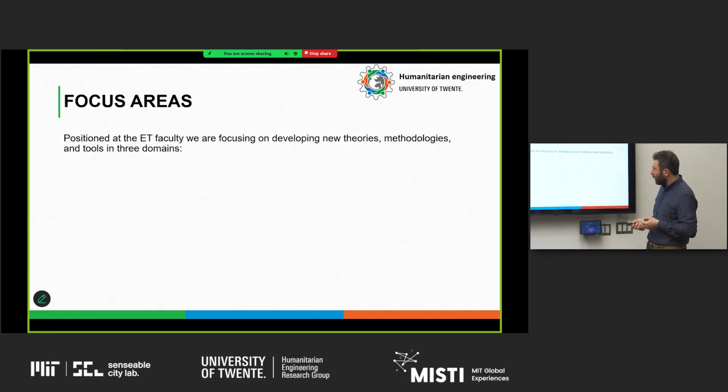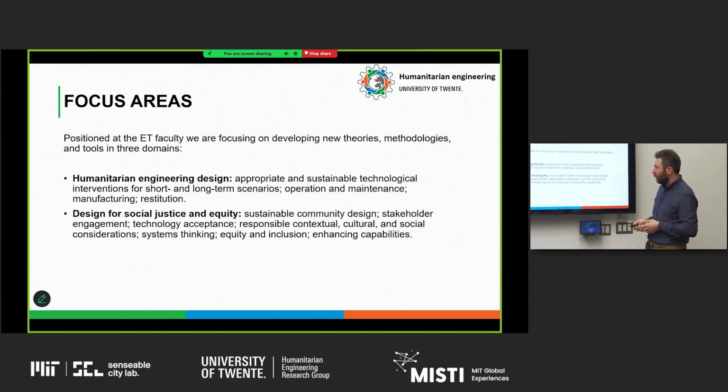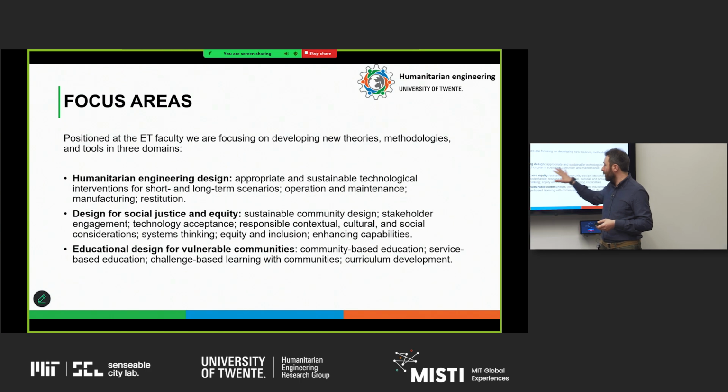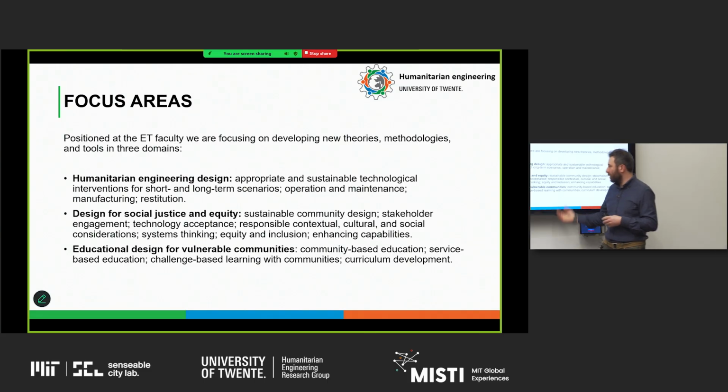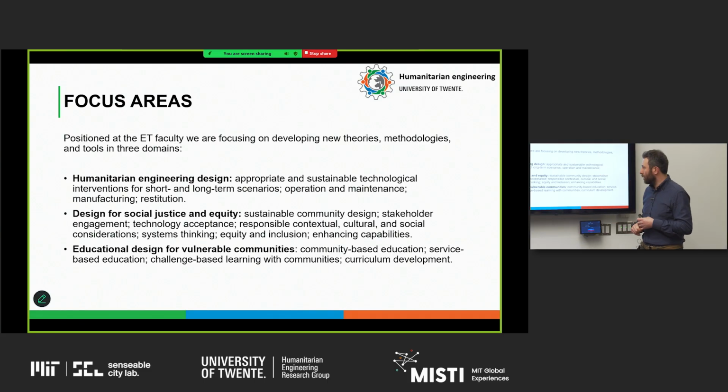Good. The focus areas that we have in our group are basically humanitarian engineering design. So what we look for is to develop frugal technology, so low-tech technology for underserved communities. That goes in different directions, might be in the manufacturing processes, might be on the energy provision. One of the research lines, which Nina will tell you a bit more about in detail later on, is design for social justice and equity.